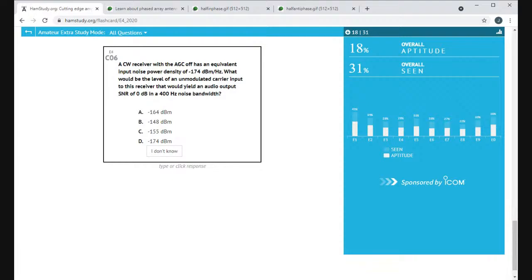A CW receiver with the AGC off has an equivalent endpoint. We did that one already. I don't believe this is the same question we had before, but it is the same numbers. So it is a negative 174 dBm with a 400 noise bandwidth.